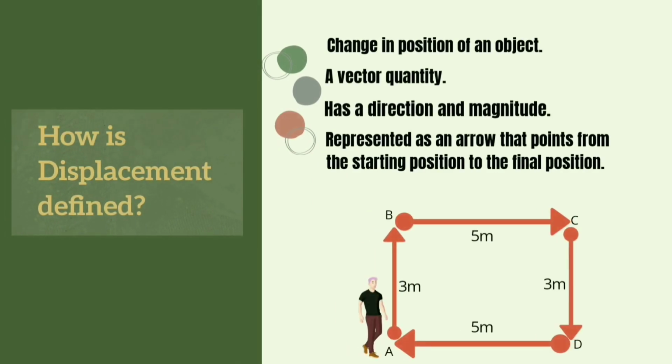Next, how is displacement defined? Displacement is defined as the change in position of an object. It is a vector quantity and has a direction and magnitude. It is represented as an arrow that points from the starting position to the final position. So let's go back to the example to make it more clear.